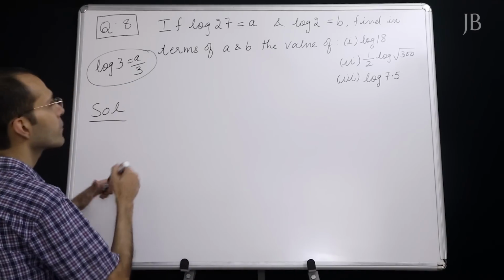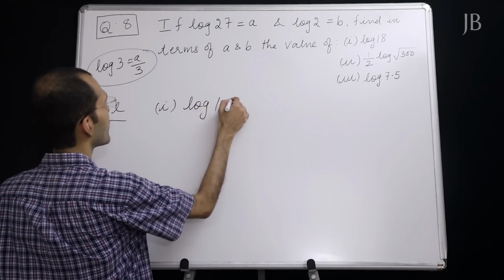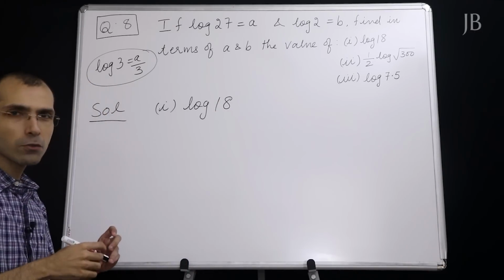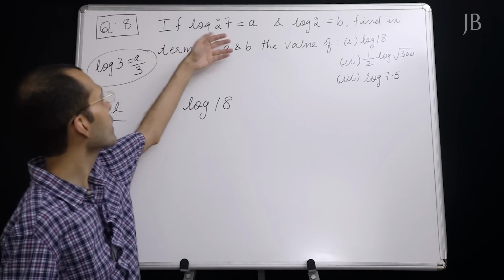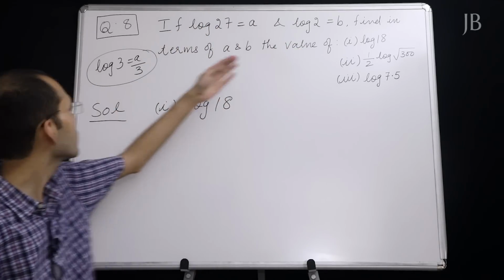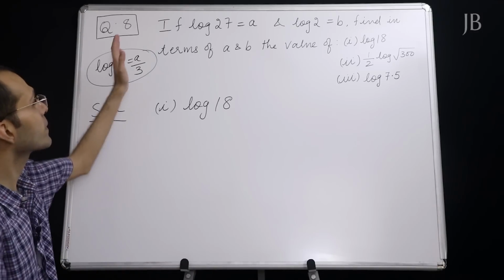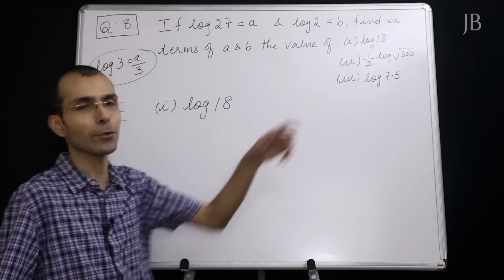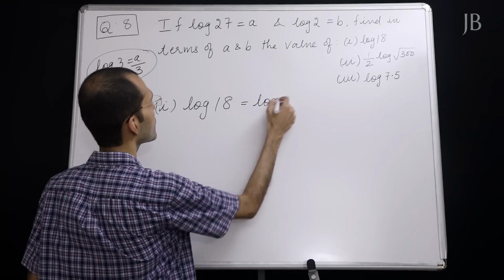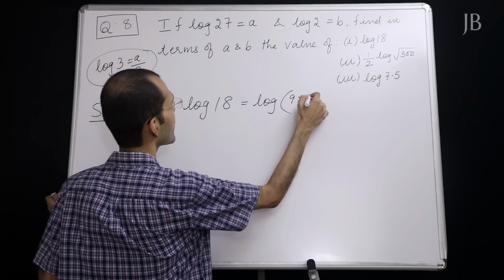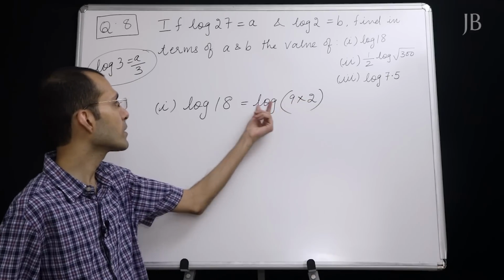Now let us see the first subpart, log of 18. You have to suitably factorize this in such a way that somewhere log 27 or log 2 or the recently found log 3 can be used, because with this help only we are supposed to find that value. Now you can do it like this. You can write this as log of 9 into 2. Nothing wrong, 9 into 2 is 18, so this becomes log 18.